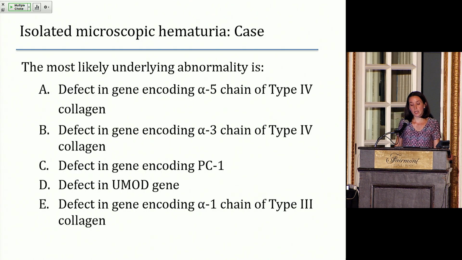So the most likely underlying abnormality here is a defect in the gene encoding the alpha-5 chain of type 4 collagen, a defect in the gene encoding the alpha-3 chain of type 4 collagen, a defect encoding PC1, a defect in the UMOD gene, or a defect in the gene encoding the alpha-1 chain of type 3 collagen.